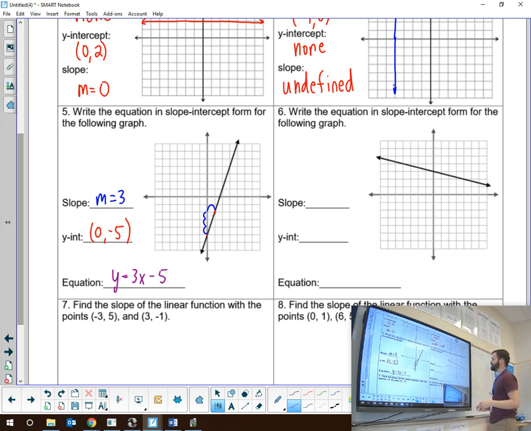Looking here at number 6. Let's write the equation for this one. We're going to find my slope and my y-intercept. Hey, look, it is right here at positive 3. So my y-intercept is going to be at 0, 3.